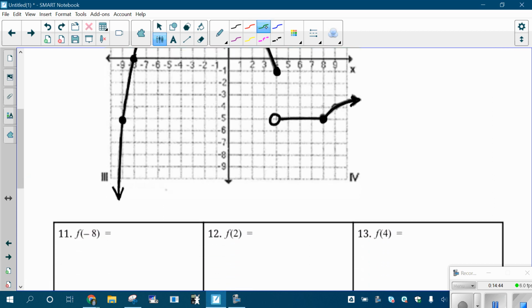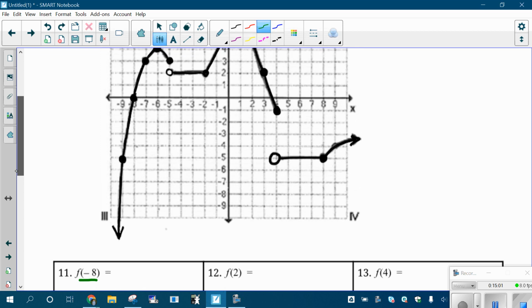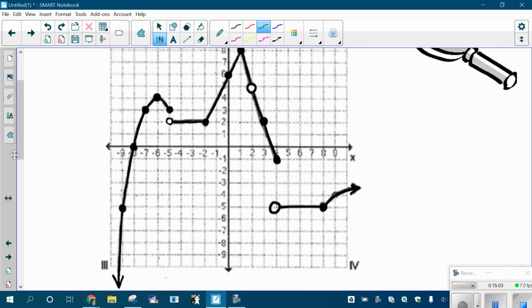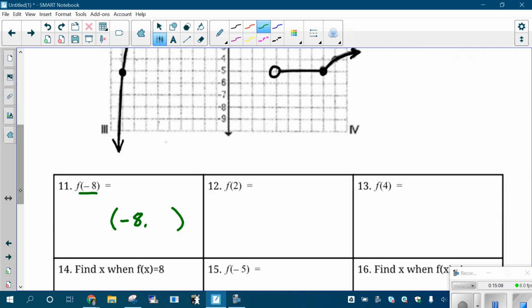When they're asking you f of -8, remember -8's our input, it's our x. They're just saying, hey, can you look at the graph and figure out an output that goes with an input of -8, can you find the y that goes with an x of -8? Oh yeah. When x is -8, what's y? Well, x is -8, y is 0. F of -8 is 0.